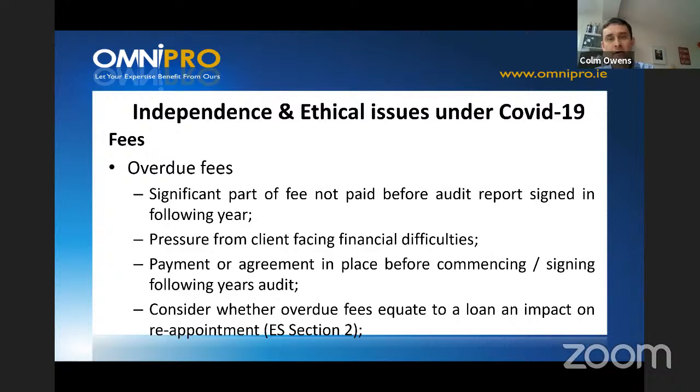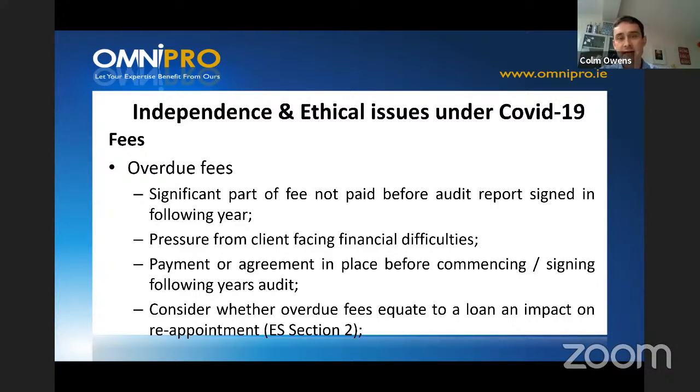And there's always been the requirement of not starting next year's audit until last year's fee has either been settled or there's some kind of agreement in place. The issue is whether or not, and we're talking about material overdue fees here, a material overdue fee could equate to a loan. So again, you're going into the stuff where potentially firms never even dreamt they were going pre-COVID-19. But now we're in a situation where, okay, look, we're all under pressure here.